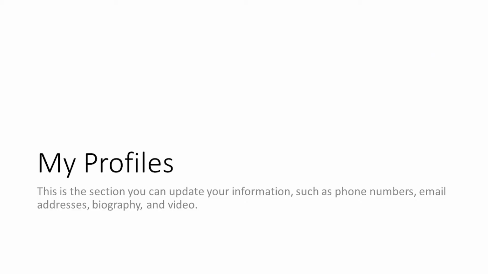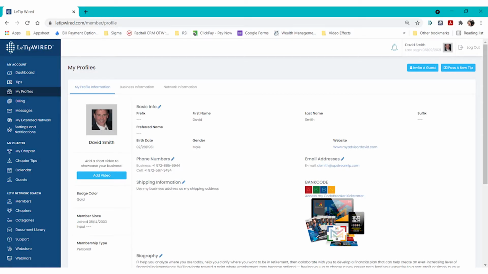We will now jump to the My Profile section. Here you can update your information, such as phone numbers, email addresses, biography, and even upload a personal video that will appear on your LeTip page. There are three sections that you can access on this page: My Profile information, Business information, and Network information.